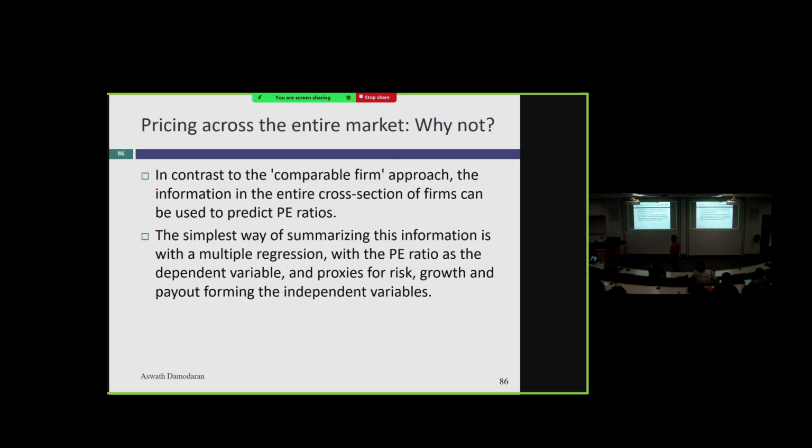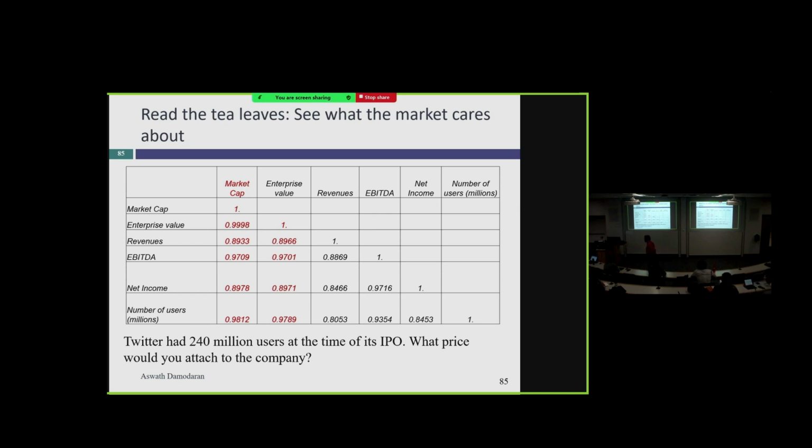They had about 240 million users at the time of their IPO. To finish the thought, what's the pricing that you'd attach? $100 per user times 240 is 24 billion. It worked out to about $45 per share, which might have been pure coincidence, but that's exactly where they went public.